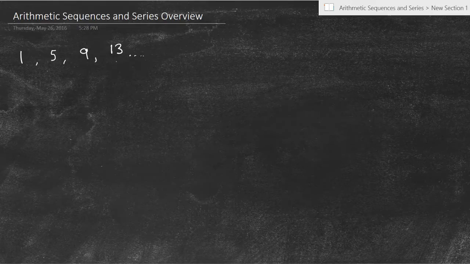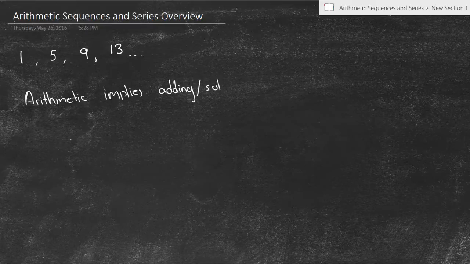Okay, so what is an arithmetic sequence? Arithmetic means addition. So we're going to be adding something. Arithmetic implies adding or subtracting some common difference. So if we look at this problem that I just wrote down, what do you think the common difference is? Adding or subtracting a common difference. We can see that it's 4 in this case.